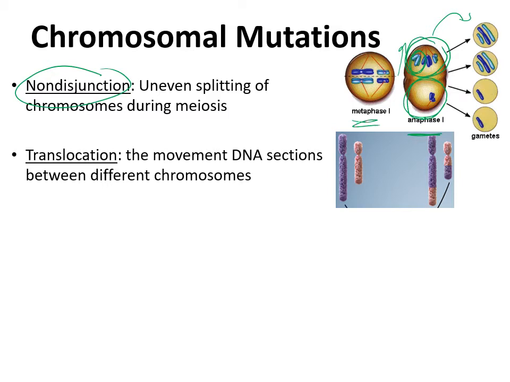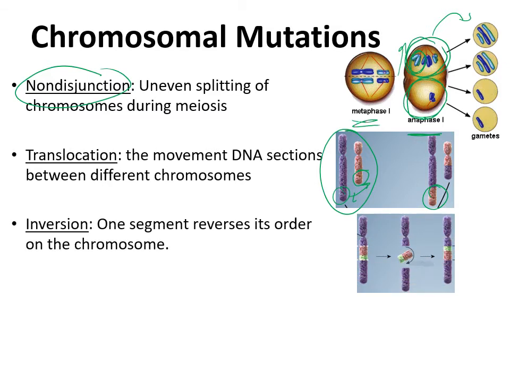Translocation is where you actually have movement of DNA sections between different chromosomes. Here we have the original chromosomes, and sometimes an entire chunk of the chromosome, so this bottom chunk and this bottom chunk, can switch places. So we can have translocation happening within those chromosomes.